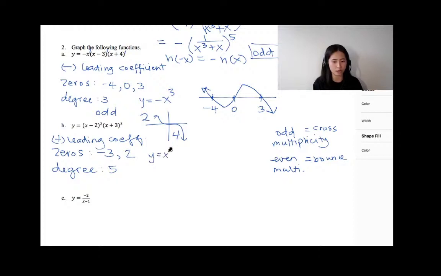is y is equal to x cubed, right? And as a result, you're going to expect that your function is going to start from quadrant 3, and then you're going to have something on quadrant 1, because it's a positive leading coefficient and an odd degree. Okay, so we have that written down.